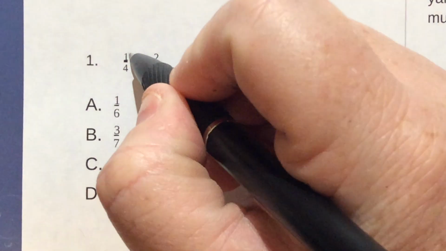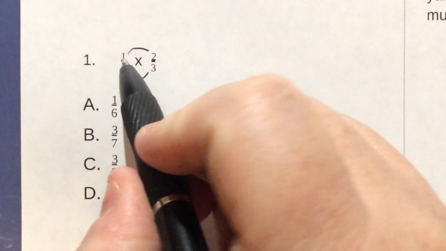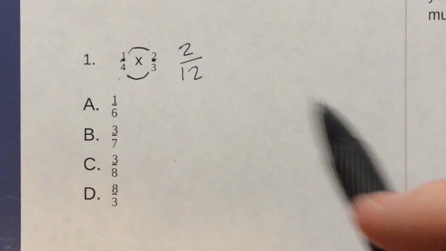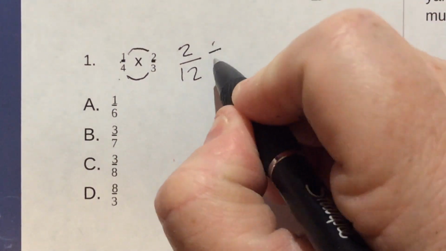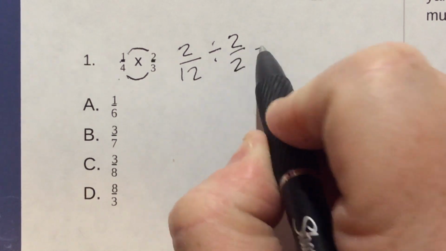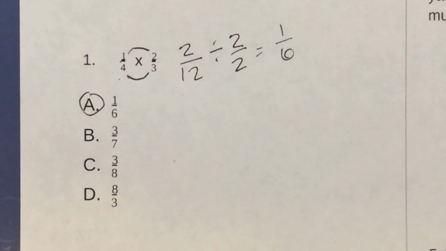All right, so 1/4 times 2/3. No whole numbers, no mixed numbers, and that's perfect. So we just multiply straight across. 1 times 2 is 2. 4 times 3 is 12. I do not have an answer that says 2/12, so what I'm going to do is simplify. Both of these are even numbers, so I can divide them both by 2, and I'm going to get 1/6. So the answer is A. Okay?